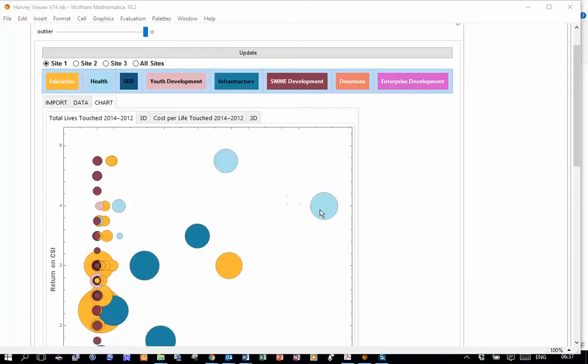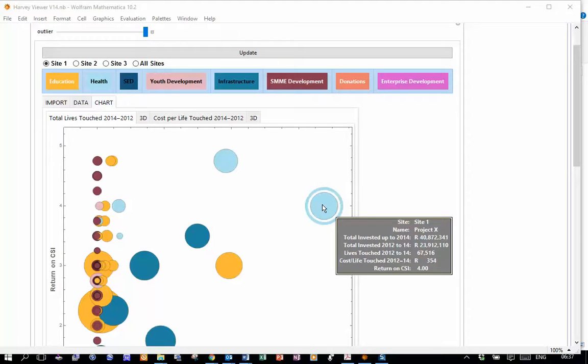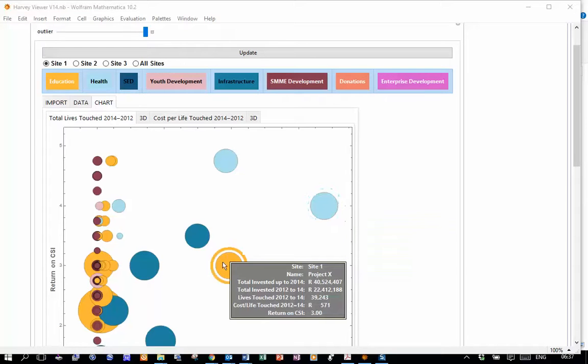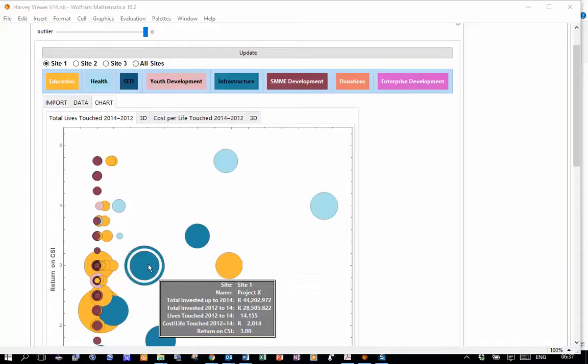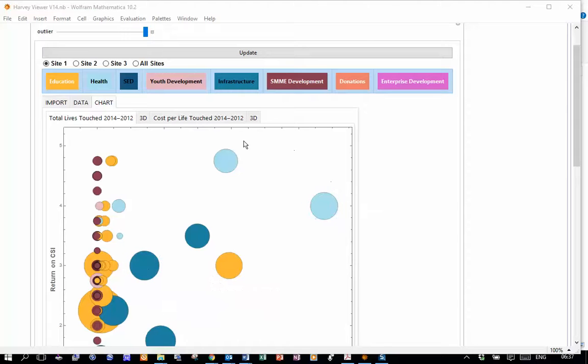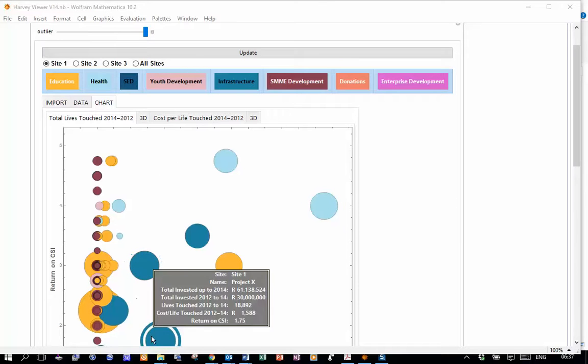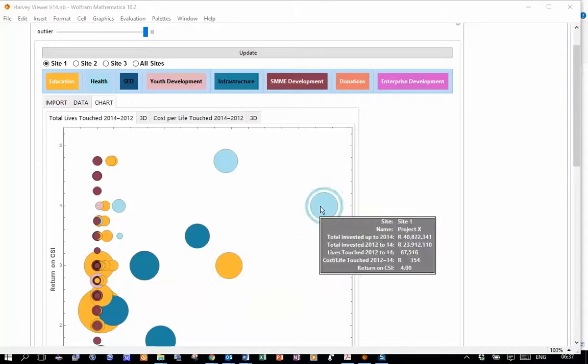In this case, you can therefore see that this health project touched 67,000 lives at a cost of 354 rand. This educational project, they touched 39,000 lives at a cost of 571. And as you can then see, the majority of high impact projects was infrastructure, education and health.